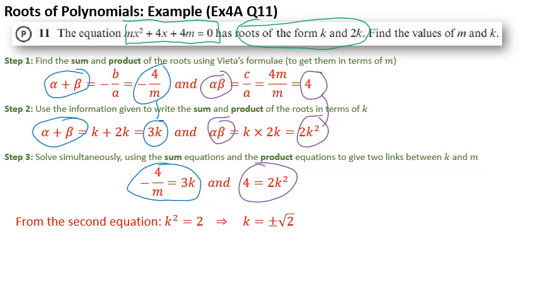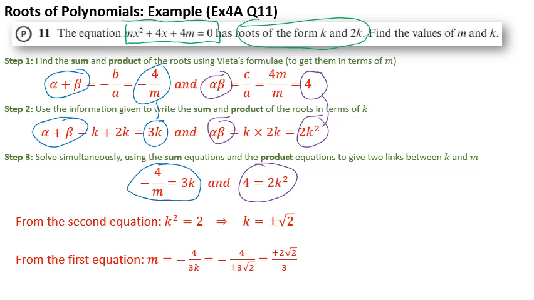Once you've got the value of k, and you only need one equation for that because m doesn't appear in the second equation, then we can substitute that into the one on the left and we can find the value of m. Now you'll notice I've used that weird minus plus sign instead of a plus minus sign. And that's because for this, we need to make sure that when k is positive root 2, m is going to be negative 2 root 2 over 3. And when k is negative root 2, m is positive 2 root 2 over 3.